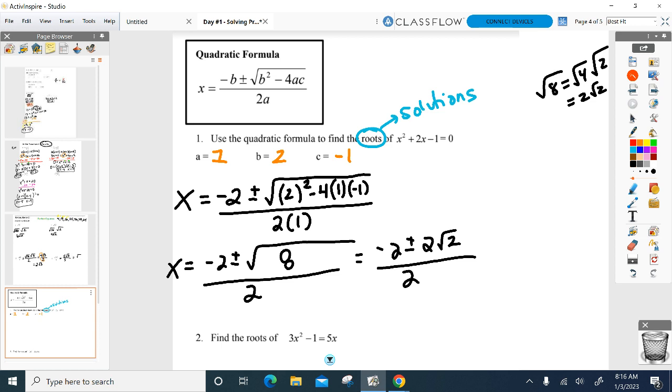Any issues? Okay, now what we're going to do, we're going to take the 2 in the denominator and put it over each of these in the numerator. So we're going to basically break this up into 2 fractions right now. Negative 2 over 2. See where I got that? Negative 2 over 2 plus or minus 2 radical 2 over 2 again. I just broke it up into 2 fractions. Now reduce each of them if you can.